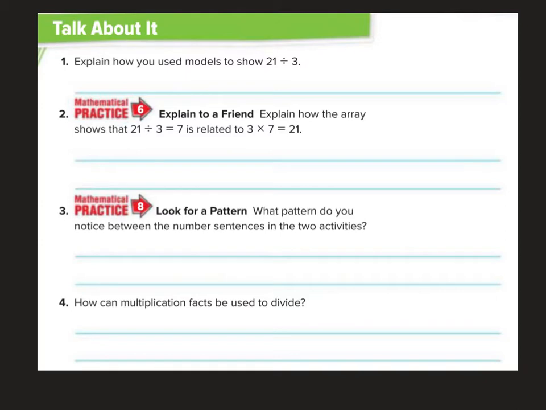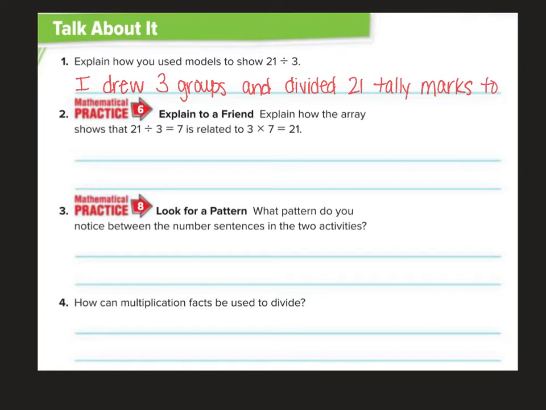Explain how you used models to show 21 divided by 3. Okay, well, I drew 3 groups and divided 21, what did we use? 21 tally marks, to get 7 tally marks in each group.